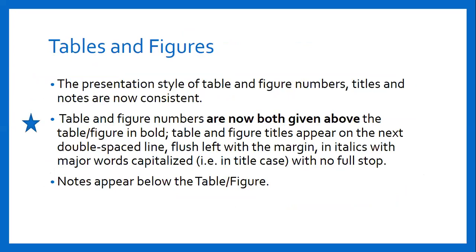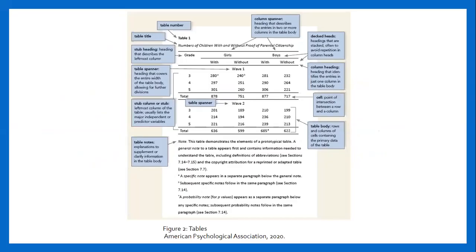Tables and figures are now consistently formatted. The table and figure number are now both given above the table or figure in bold, and the title appears on the next line, flush with the left margin, in italics with the major words capitalized in title case with no full stop. So they both appear the same way. It used to be tables were above, figures were below. So now they're both the same. That's a nice change.